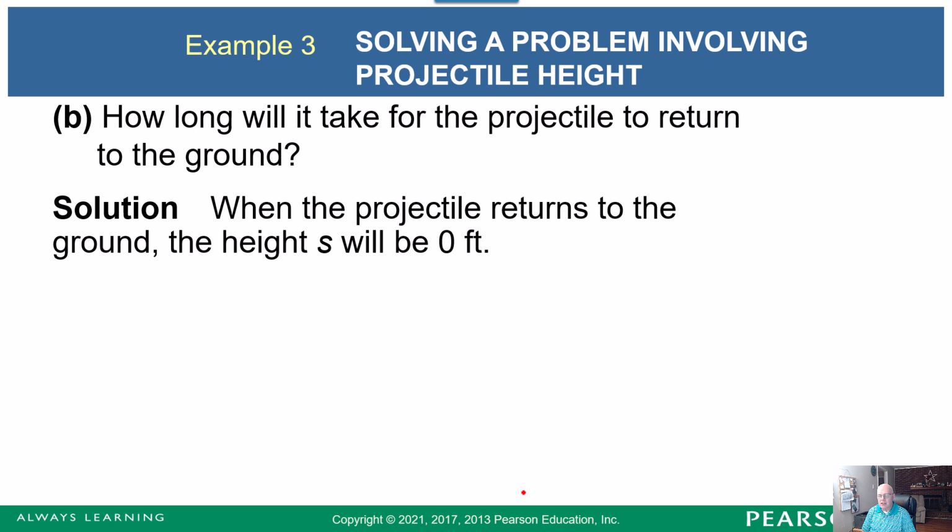Now, another question you might be asked is, how long is it going to take for it to return to the ground? Return to the ground means that the final distance will be 0. So we'll have 0 equals negative 16t squared plus 100t.